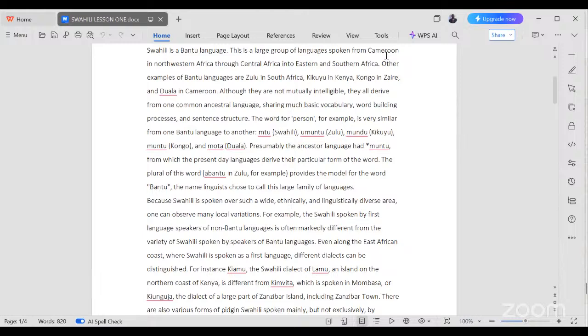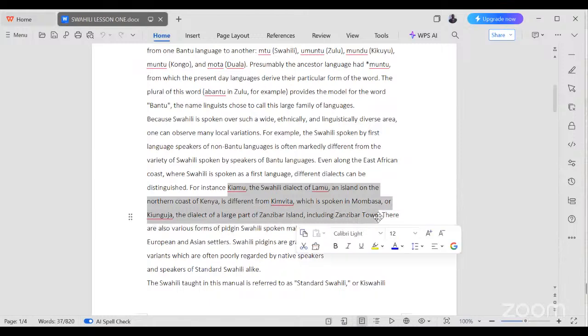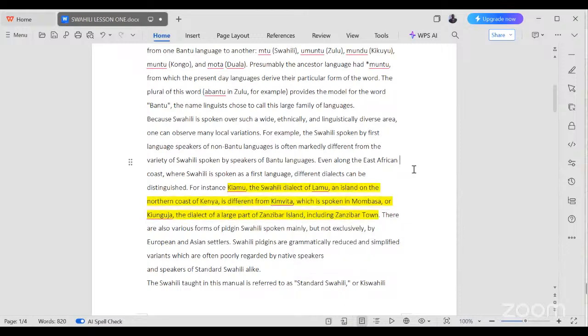And for these dialects, just note some example dialects of Swahili, if you are taking notes. The Swahili dialects include the dialect called Kiamu. If you can see my screen, I'll highlight it. These are the dialects of Swahili. There are so many dialects of Swahili. So we have Kiamu, which is spoken in a place called Lamu in Kenya, which is an island on the north coast of Kenya.